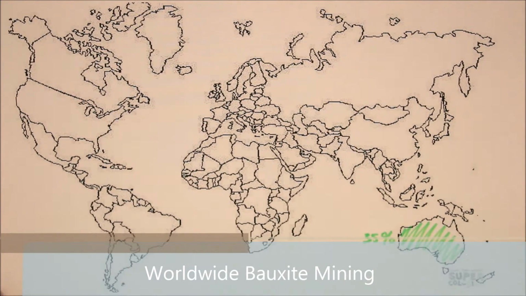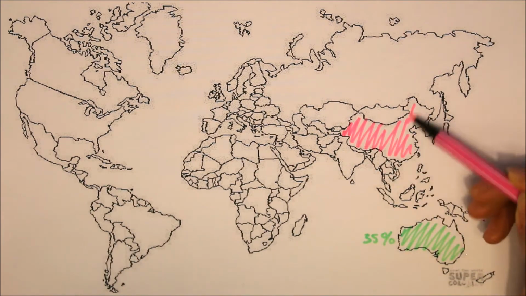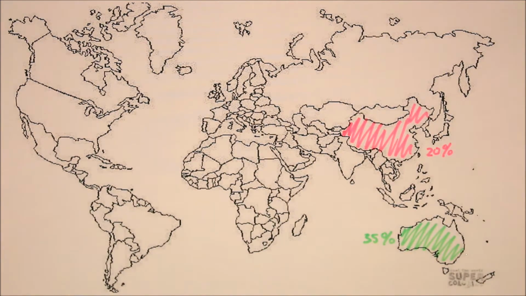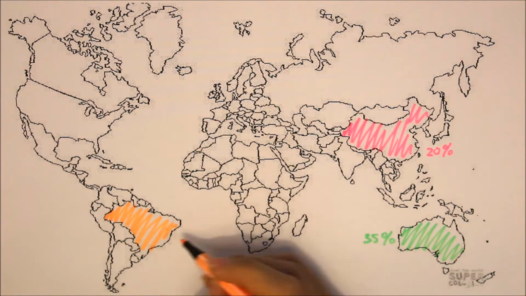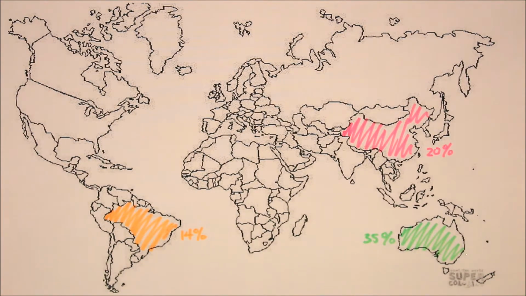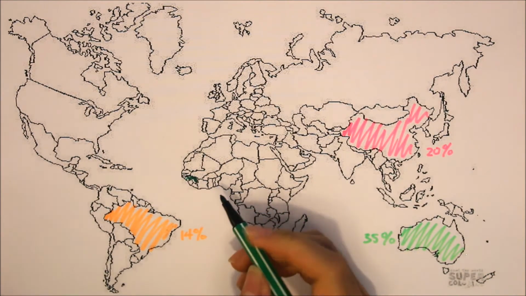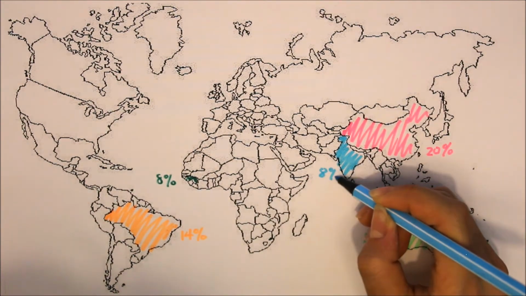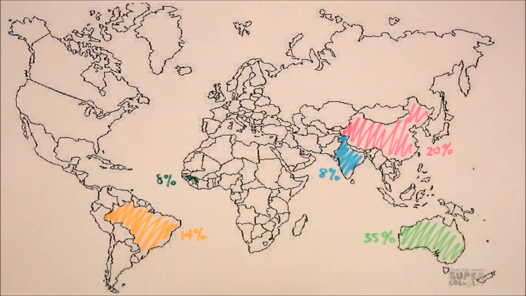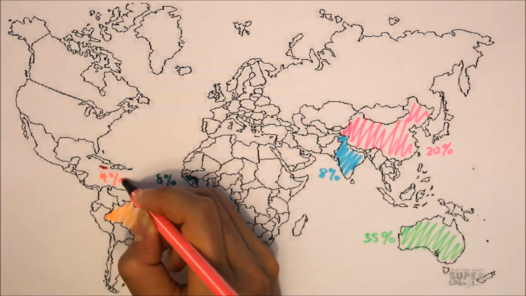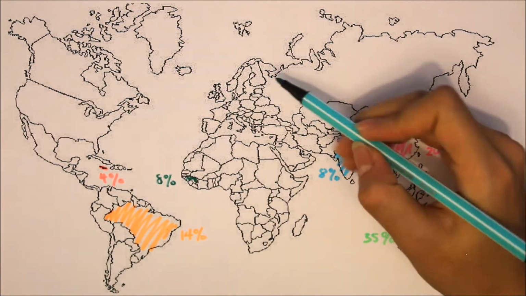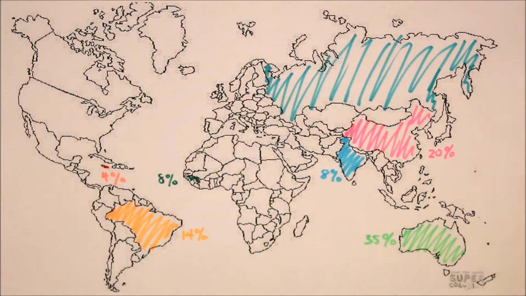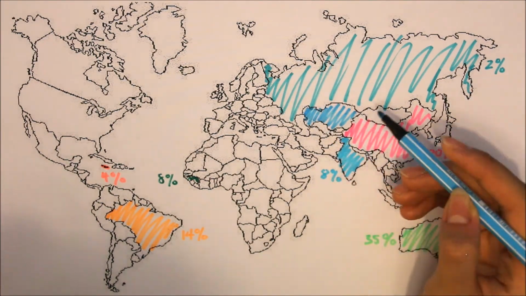35% of the worldwide extraction of bauxite takes place in Australia. In the second place is China, extracting 20%. Then there is Brazil with 14%. Guinea and India, each extracting 8%. Then there is Jamaica with 4%. There are also other producers, such as Russia and Kazakhstan. However, the world's largest bauxite deposits are in Guinea.